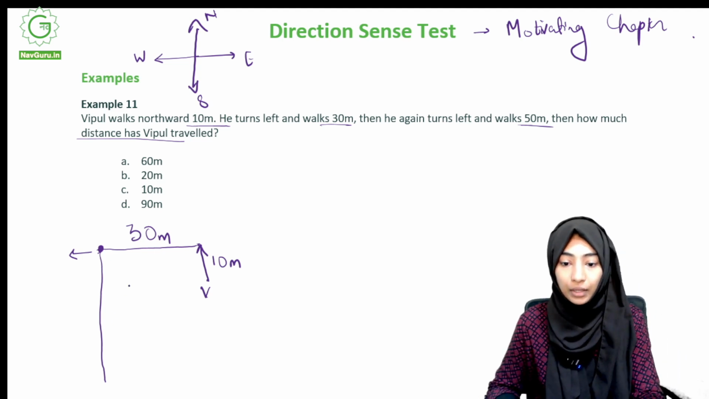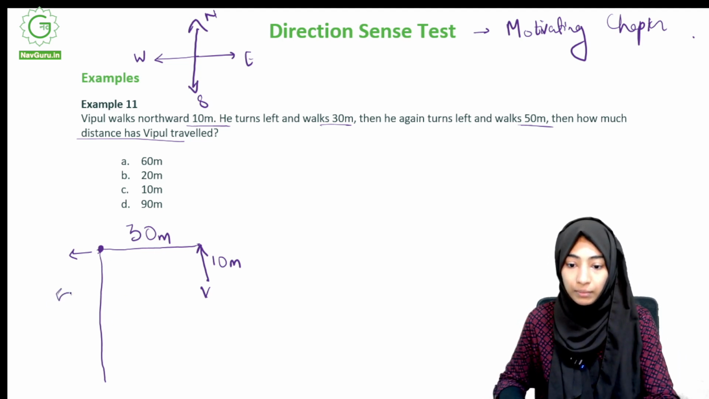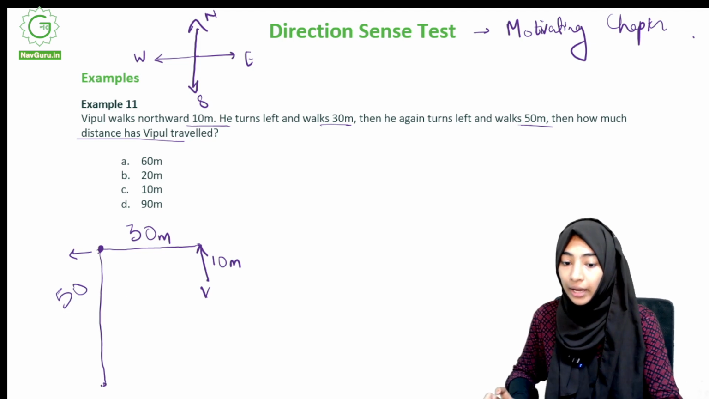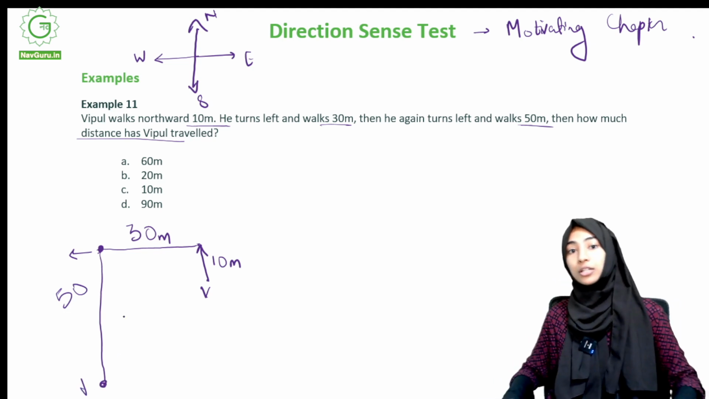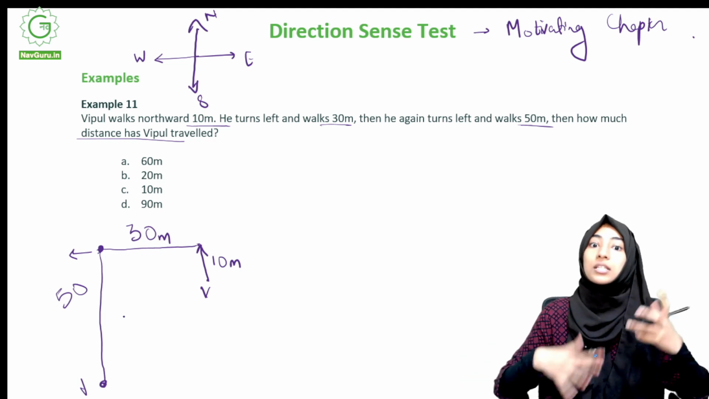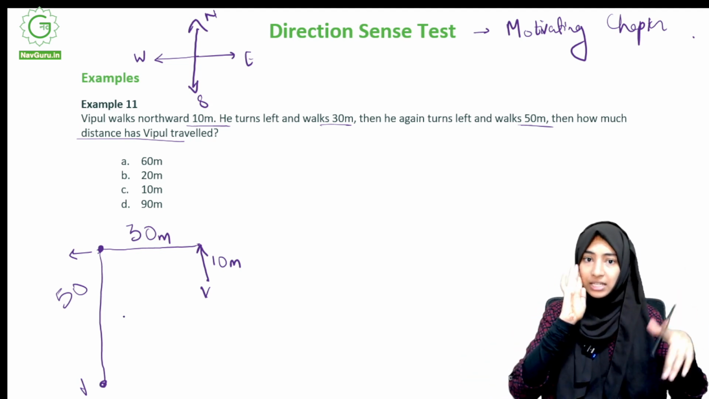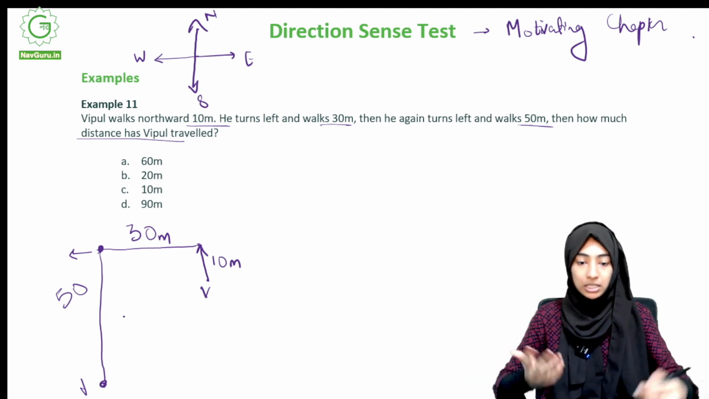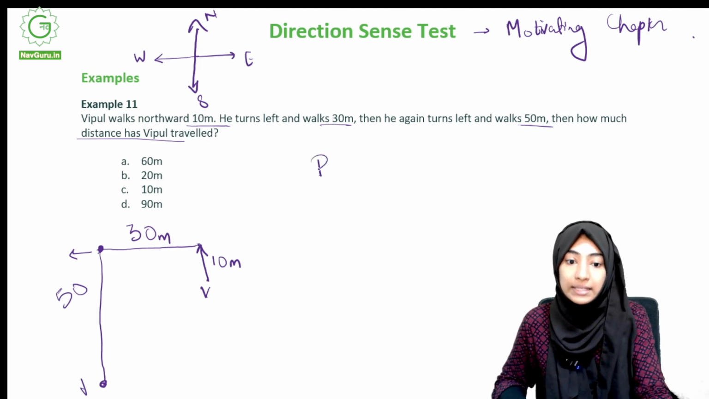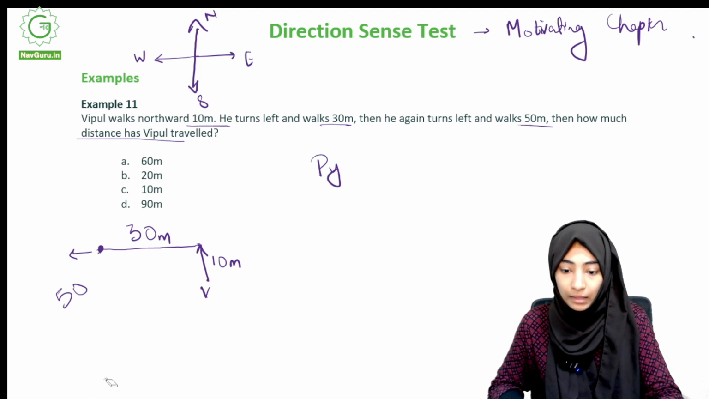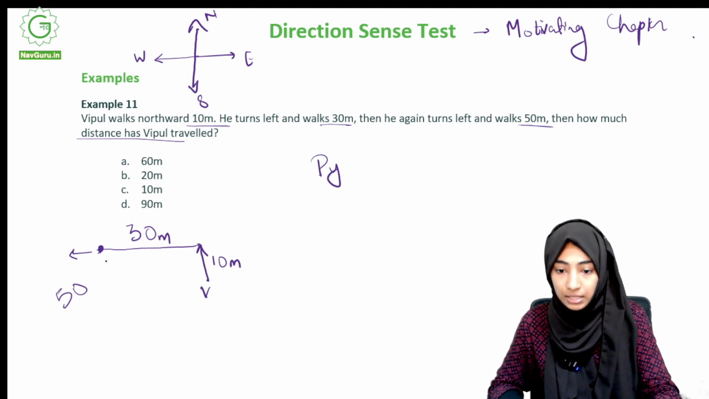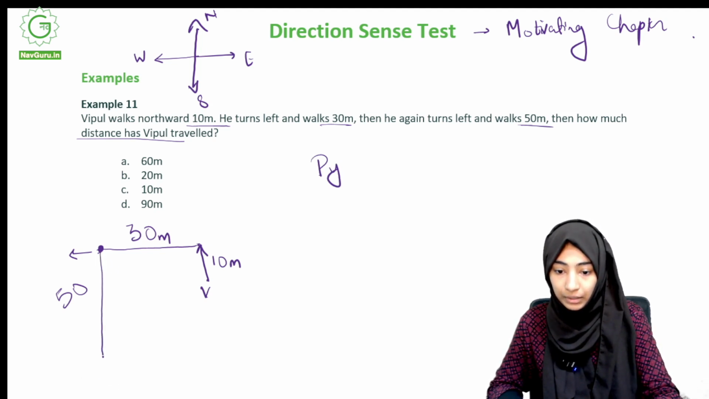Now here, one second, he has walked 50 meters. So here, a mistake a lot of people make is they try to find the shortest distance, because shortest distance is a concept that we have, right? Under direction sense test, you have the concept of shortest distance and you solve the questions using Pythagoras theorem. Okay, just give me a second, I'll draw this a bit here. Okay. Let it be till here.